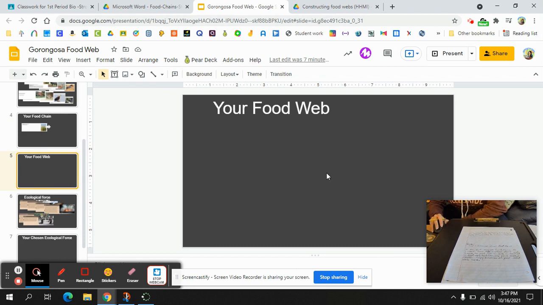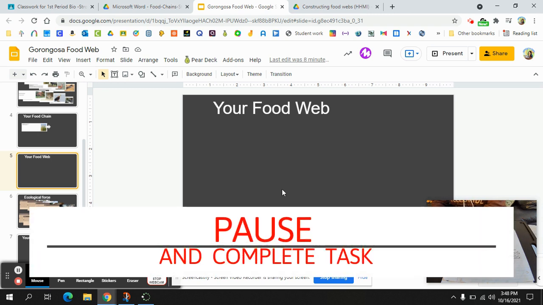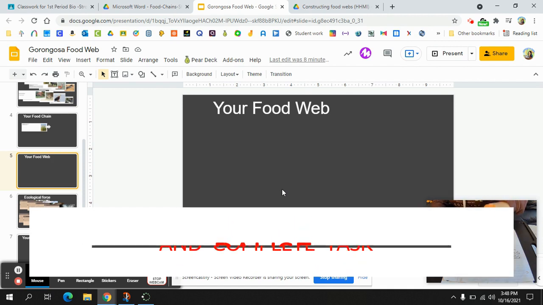Once you have your food chain here on slide 5, then you need to choose one other producer and 4 other consumers to create a food web, making sure to note the direction of the arrows and that they are pointing in the correct direction from the thing that is consumed to the consumer. Then proceed to question 11.